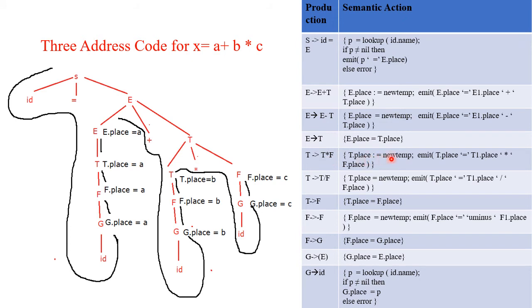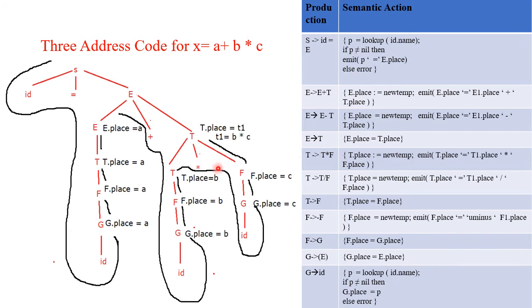When T star F happens, what do we have to do? First, we have to create a temporary variable, for example T1. Then we have to create the corresponding three address code. T.place equal to new temp, that is T.place equal to T1. Then emit T1 equal to T1.place, which is B, star F.place, which is C. So we got T1 is equal to B star C.